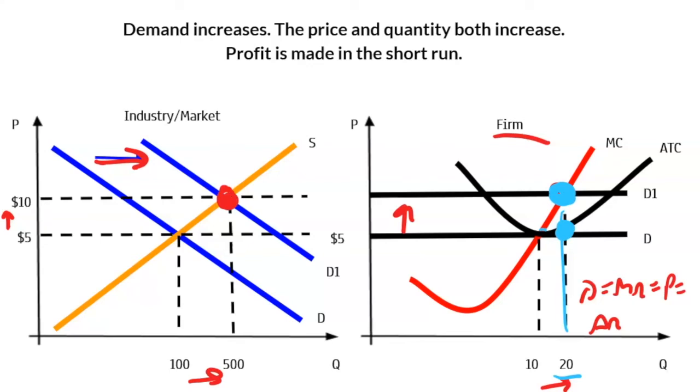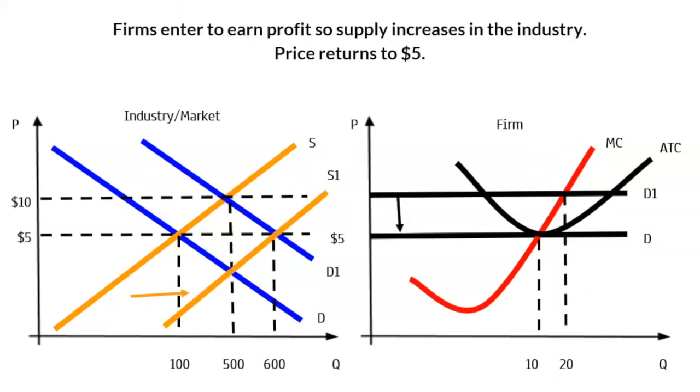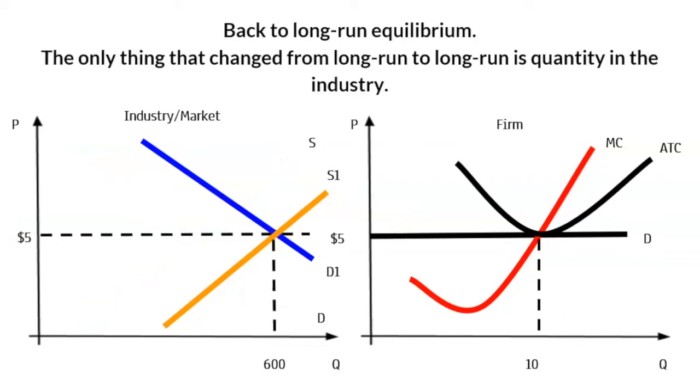And so how does that change our industry market graph? Well, at that point, our supply curve is going to increase, because more firms are entering into the market because this firm was making a profit. And so when that happens, we have a new equilibrium point, at S1 and D1, where our new supply curve and our new demand curve intersect. And so that is going to drop the price back down to $5, which means that our marginal revenue curve, our price curve, our demand curve also is going to drop to reflect that new equilibrium price. And so in other words, this is our new long run equilibrium.